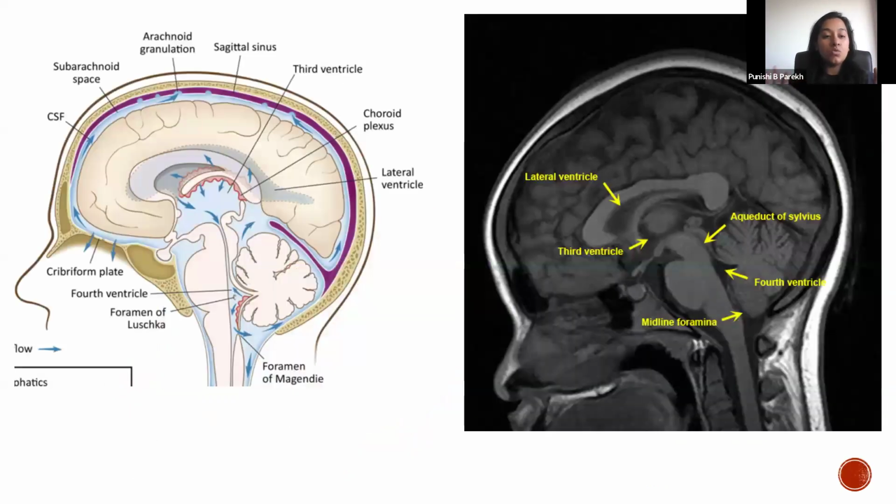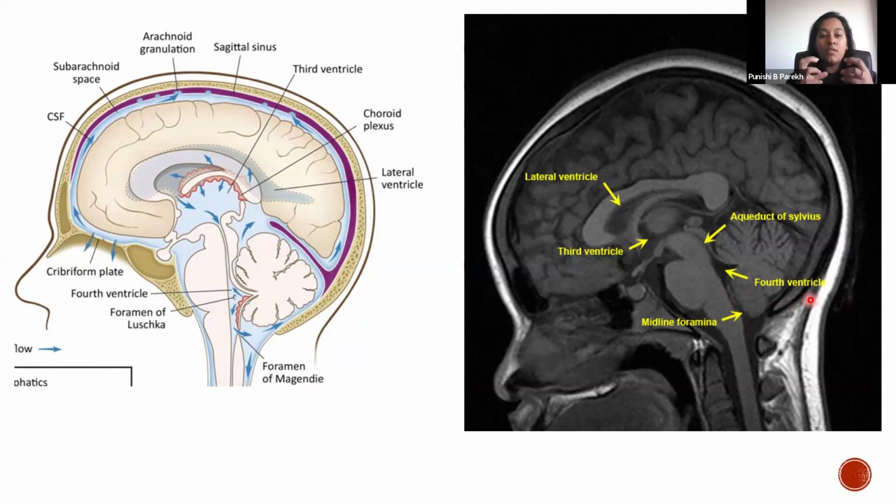If we compare these two images, where this is a diagrammatic representation of the sagittal section of the brain, if we see the same thing on an MRI, this is what it looks like. The black colored structure is basically water or CSF. So this is the lateral ventricle. This is the third ventricle. There will be a foramen of Monro here. It moves down into the fourth ventricle through the aqueduct of Sylvius, and it exits the fourth ventricle through this midline foramen to eventually get absorbed into the venous drainage.